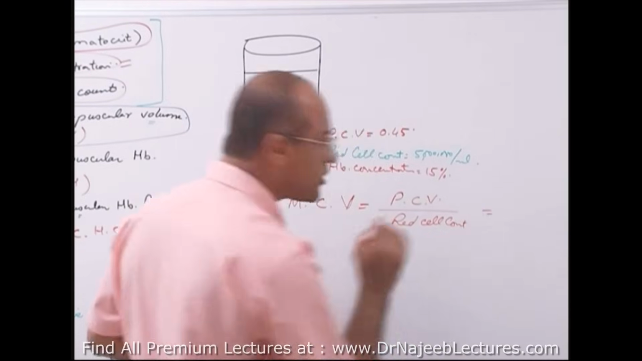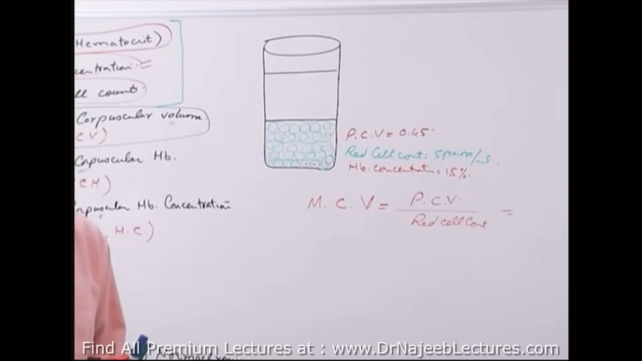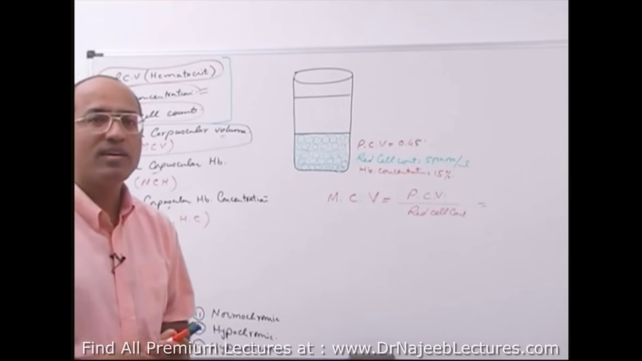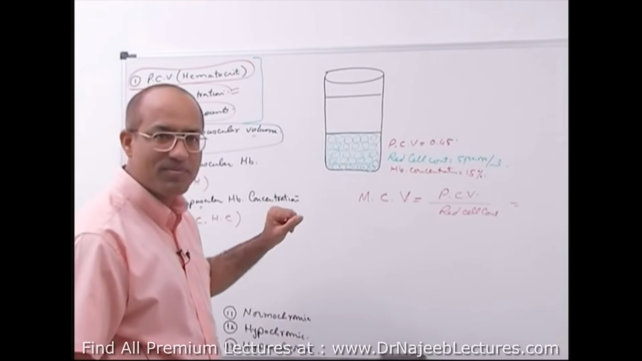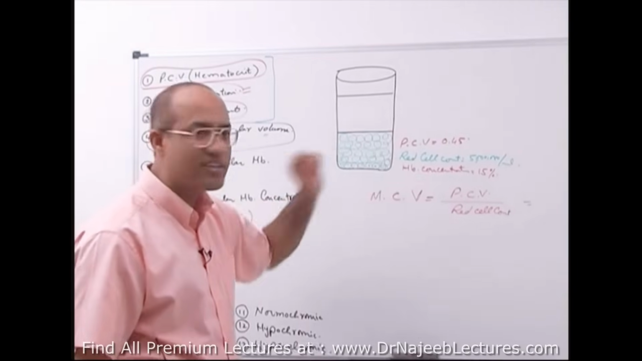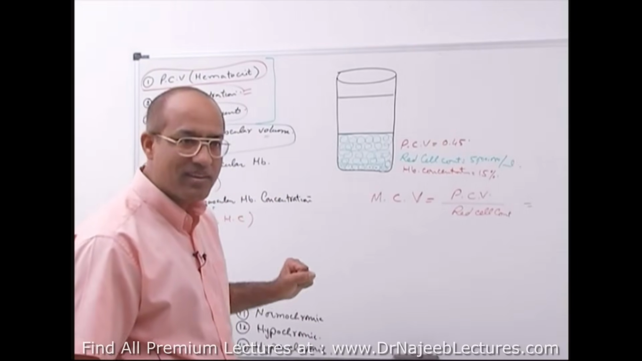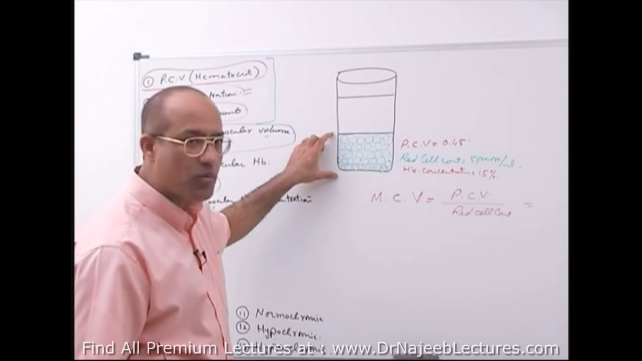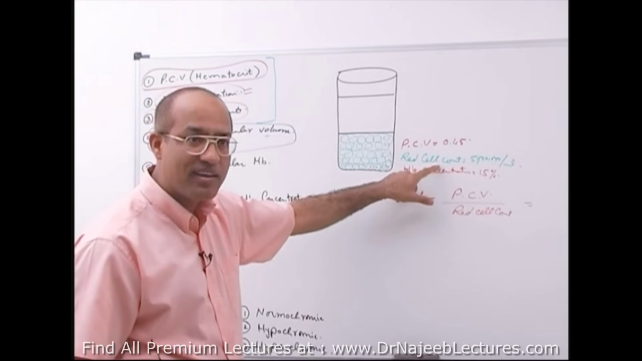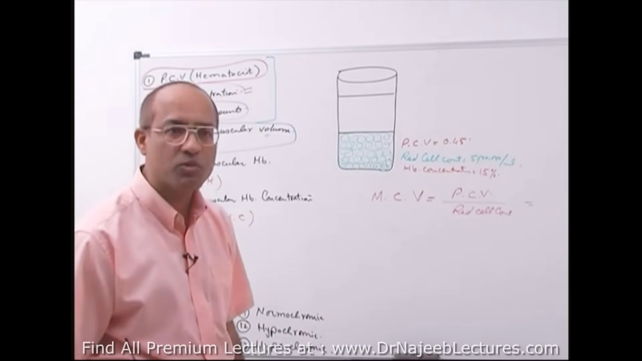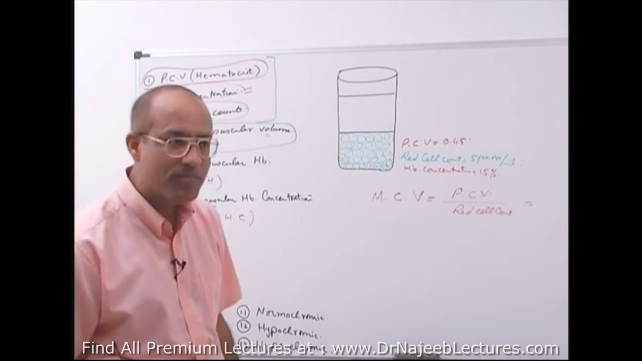Do you think it really needs to be understood? It's so easy, right? When we talk about packed cell volume, and if we know the red cell count, if total packed cell volume is divided by the total number of red blood cells, the result will be what? Mean corpuscular volume.